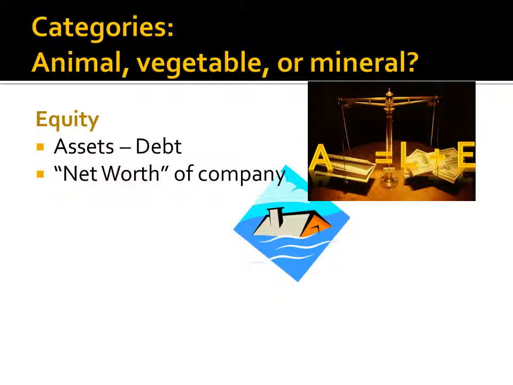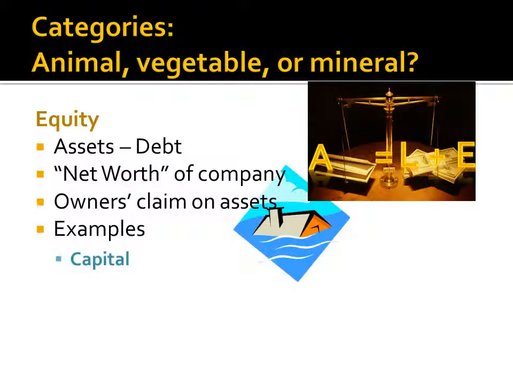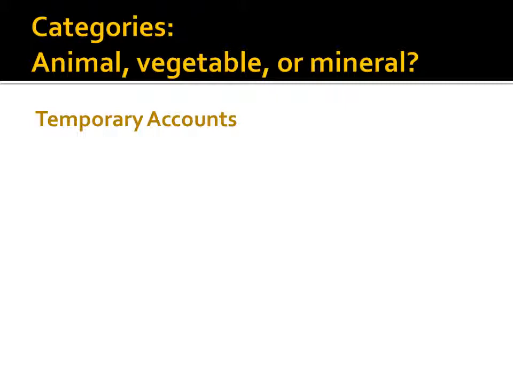Think about the housing crash that happened in recent years, and a lot of people had a mortgage on their house that was higher than the value of the house. And so they had negative equity. And equity can be a negative number in some circumstances. But it's the owner's claim on assets. So for a partnership or sole proprietorship, the account would be a capital account. For a corporation, common stock, or stock, things like that.